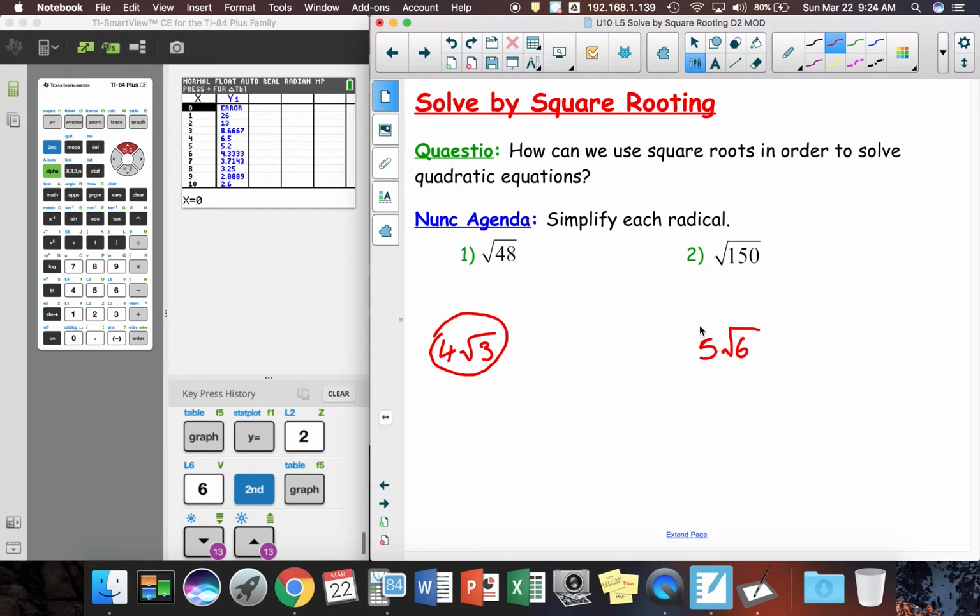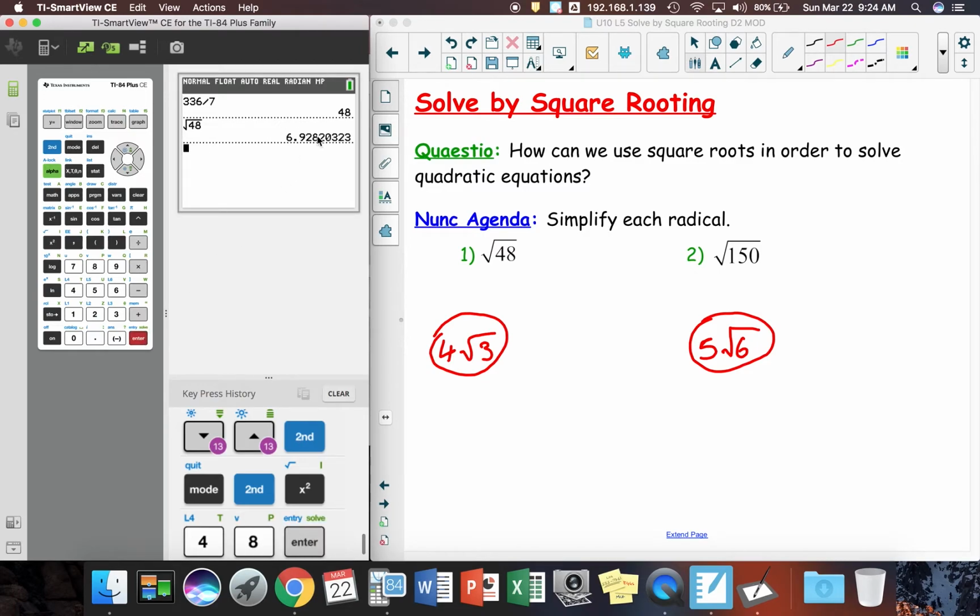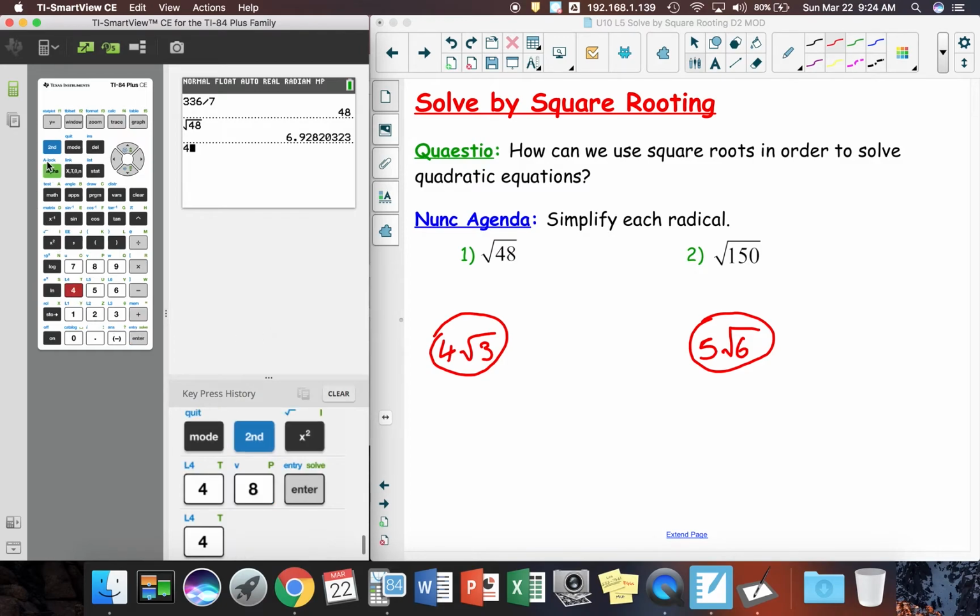One way you could check your answer too, by the way. Let's say you did all of the work and you got this answer here. You can check it in the calculator. So to do that, remember these two here, they have to be equivalent to each other. So if I type in square root of 48, I don't really care what I get. Like I get 6.92. That's cool and all. But when I type in 4 radical 3, I should get the exact same answer. And when I type it in, clearly I do. So that means I did this one right.